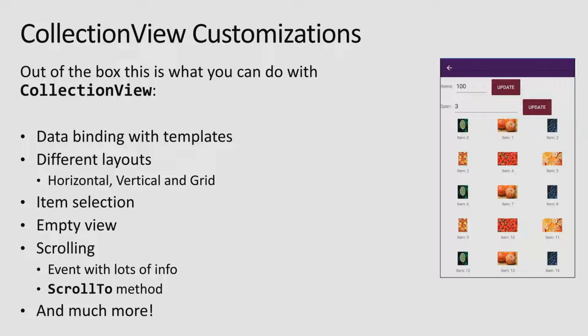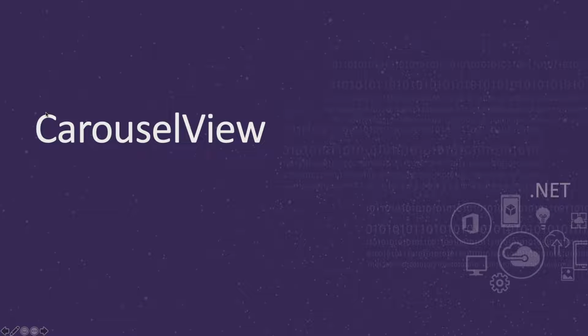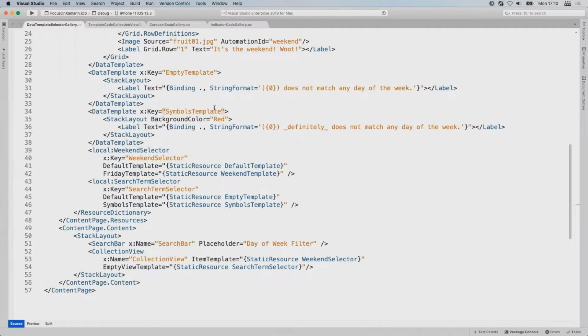We also have improved the scrolling. So you now have an event with lots of information. You can determine how fast someone is scrolling, which way they're scrolling. And we also have the scroll to method, so you can easily scroll to a certain point in your collection view. And this is just a few of the things that we have implemented in this amazing new control that is in Xamarin Forms right now. So let's just quickly jump into Visual Studio and show some demos. Hopefully, whoops, there we go.